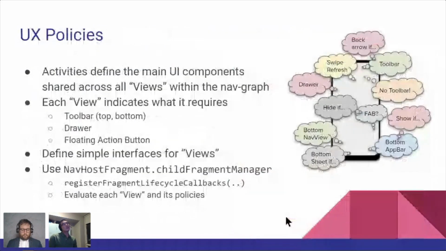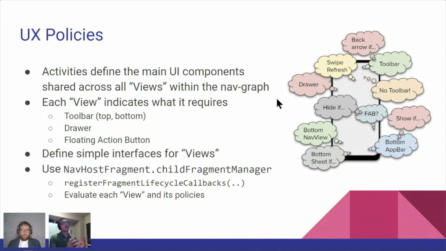Okay. The other one that is usually a nightmare to implement in Android is what I'm calling UX policies or UI policies, right? So you have your app and you don't know what to do, right? In some screens you have to show a floating action button. Sometimes you have to hide the bottom navigation view, or show a toolbar, or block the drawer, etc. Right? So this pattern actually simplifies how you publish each one of the fragments an activity has.